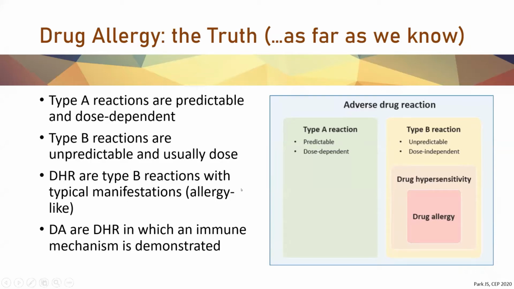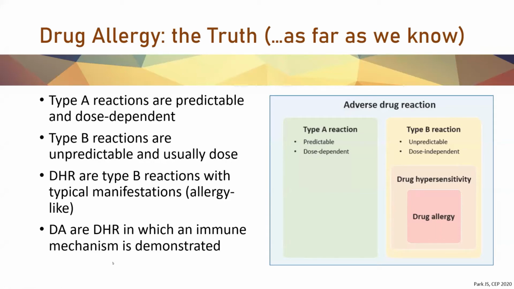So type A are largely predictable and dose dependent. Just imagine the drowsiness you might get when you take an old generation antihistamine, okay? Or abdominal discomfort with NSAIDs. Type B reactions, on the contrary, are largely unpredictable and most of them dose independent, or not with a linear correlation with the dose. Type B reactions, the drug hypersensitivity, are those with typical manifestation of allergy, okay? So we saw before PI, pseudo-allergy and allergy.